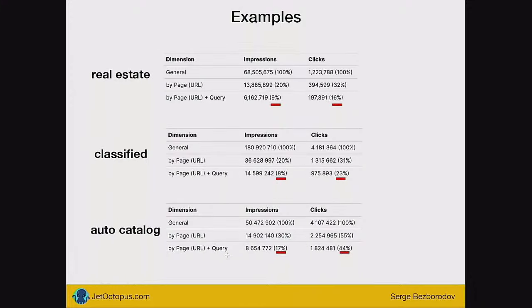Examples of other websites show the number depends on the niche, but the bigger the website is, the less data you have.